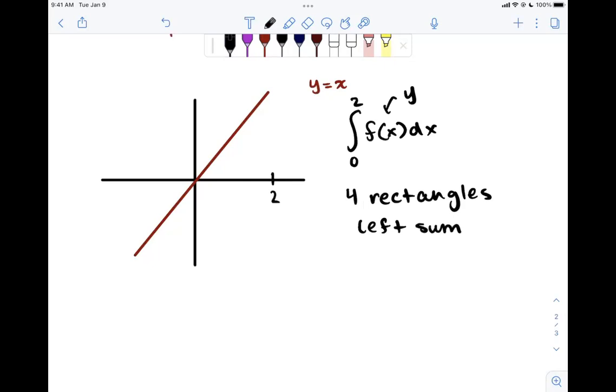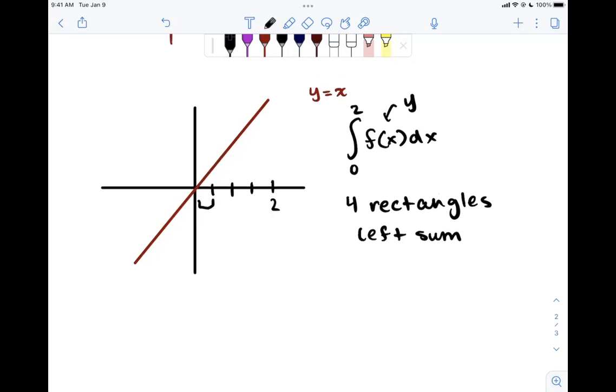So the first thing we want to figure out is what is the width of this rectangle. So we want it to be split into 4 parts. So we know that the total length here is 2. So each individual thing, that's going to be 2 over 4, or 1/2. So this point here is 1/2. 1, 3/2, and finally 2.